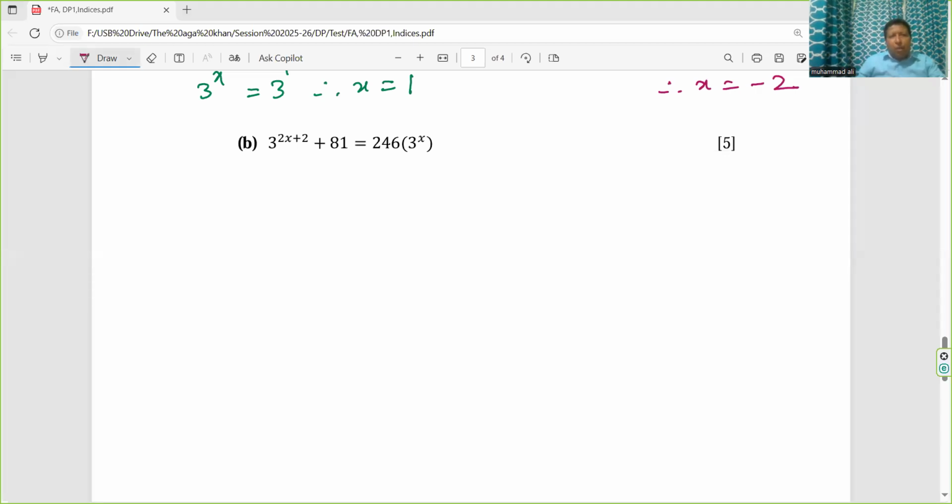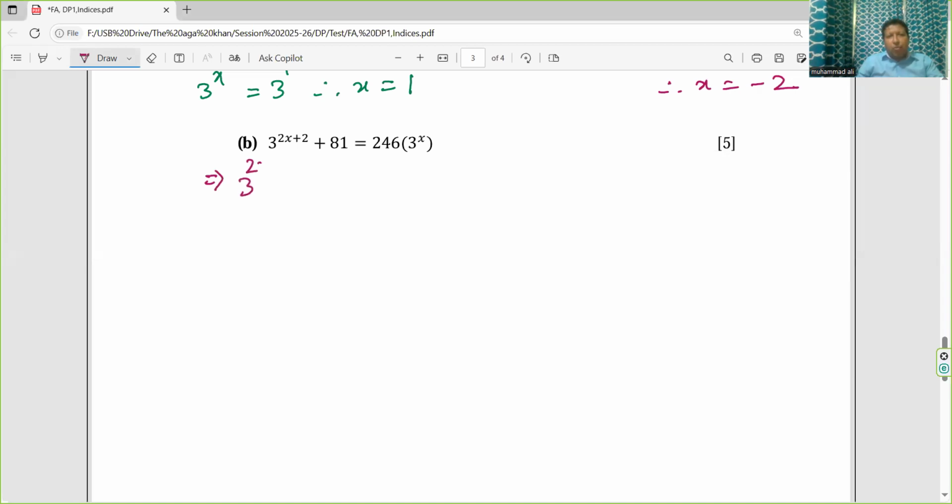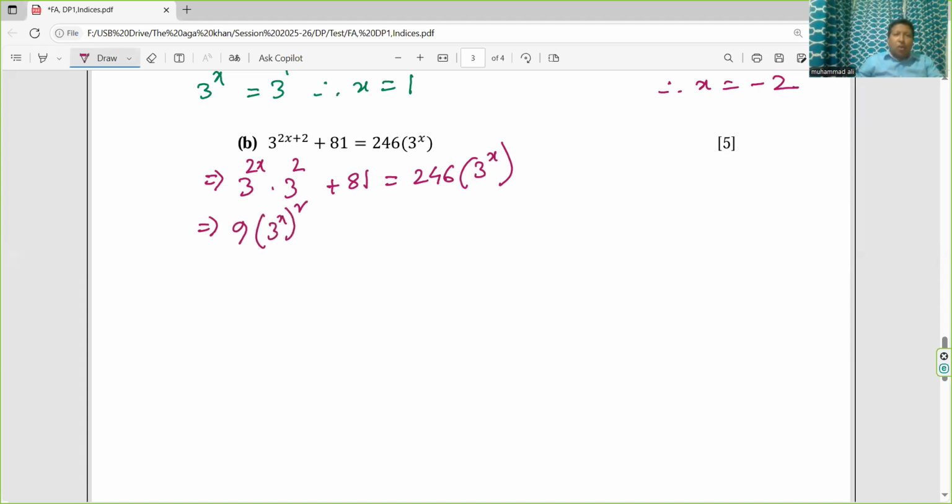Number b: 3 to the power 2x plus 2, plus 81 equals 246 bracket 3 to the power x. So if we split this, we can write 3 to the power 2x into 3 square plus 81 equals 246 3 to the power x. 3 square means 9. Instead of 3 to the power 2x, we can write 3 to the power x whole square, minus 246 3 to the power x plus 81 equals 0.